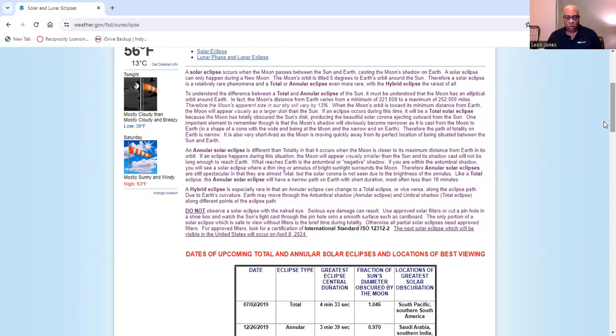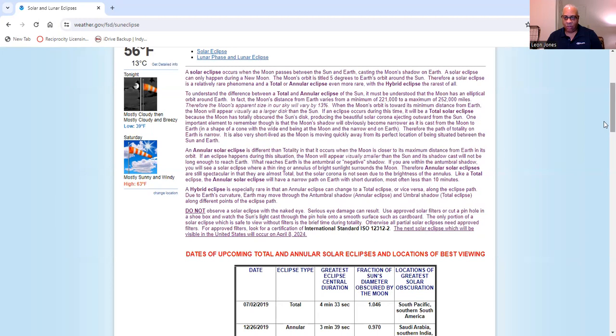So, do not observe a solar eclipse with the naked eye. Serious eye damage can result. Use approved filters or cut a pinhole in a shoebox and watch the sunlight cast through the pinhole onto a smooth surface such as cardboard. The only portion of a solar eclipse which is safe to view without filters is the brief time during totality. Otherwise, all partial solar eclipses need approved filters. For approved filters, look at the certification of International Standards Organization 12312.